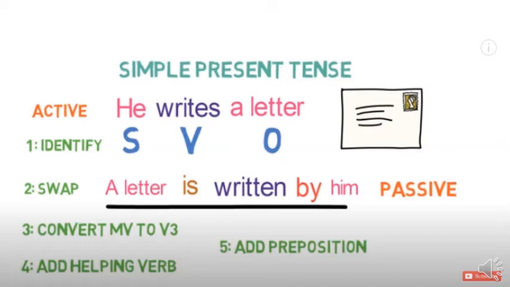In step 4, we need to add a helping verb. So it will be is, as it is simple present tense. Active sentence is in simple present form. That is why. Last step, step number 5. Add preposition by before him. Now the whole sentence is completed. That is, in passive voice, the sentence is a letter is written by him.